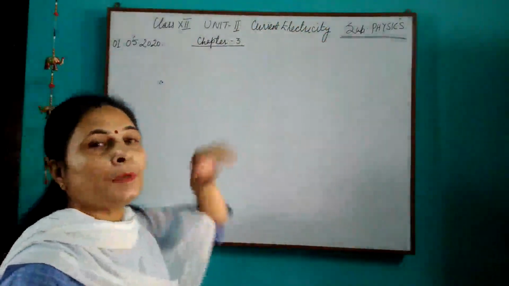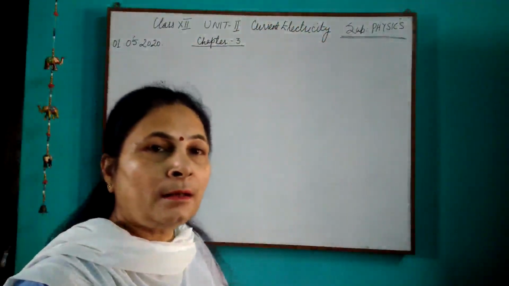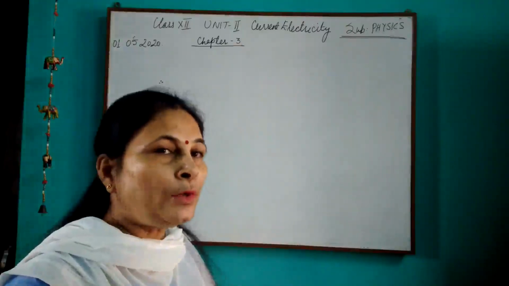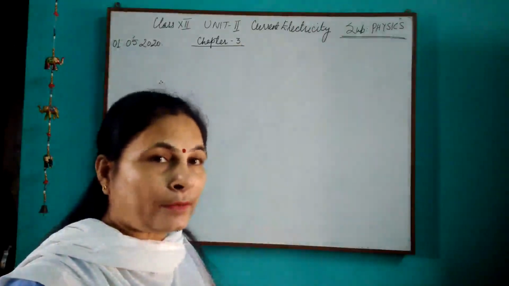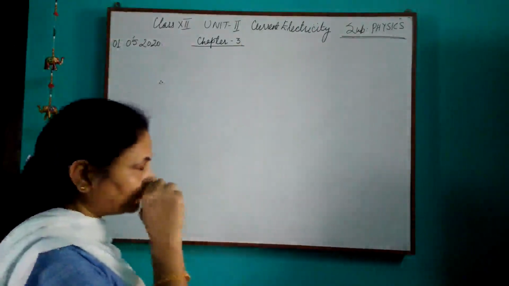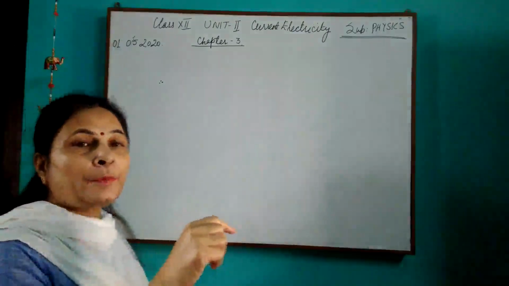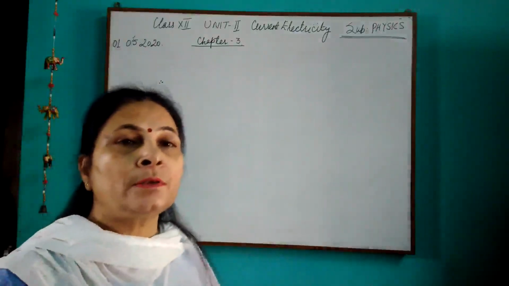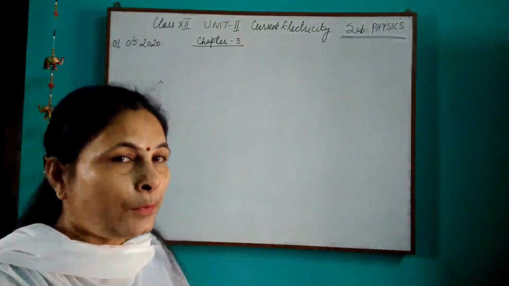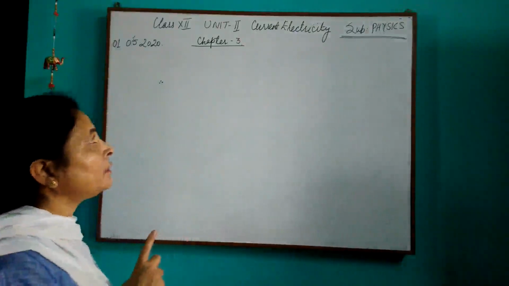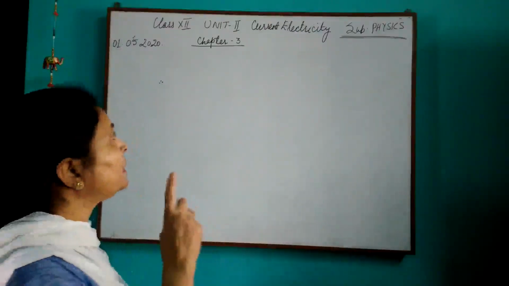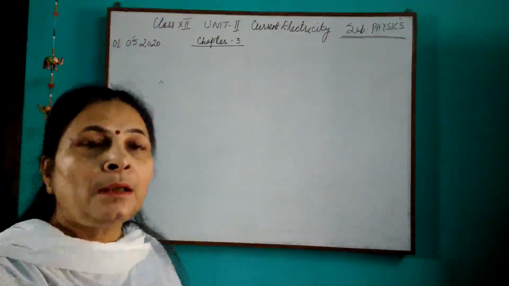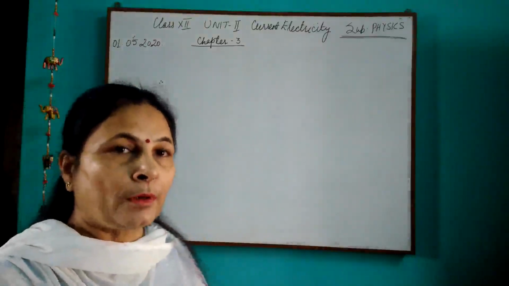This is chapter number 3 in the NCERT book. We have already done unit 1, that is electrostatics, or static electricity as you can also say. And I told you that approximately 8 marks of questions will appear from that portion. Now we are starting unit 2, current electricity. This is chapter number 3 in the NCERT book.